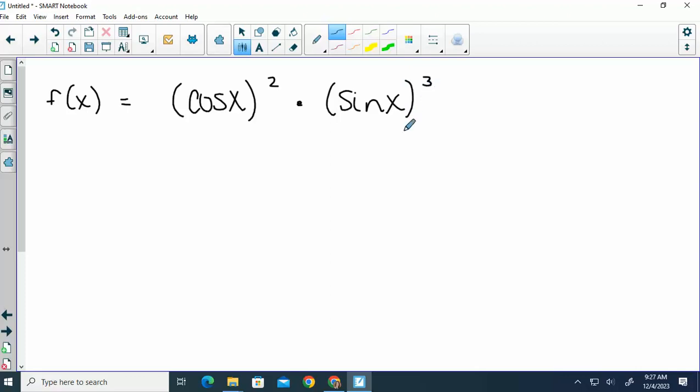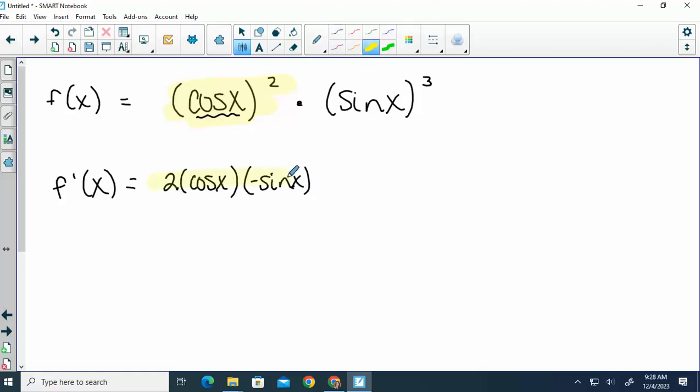So when I go to do this, what am I going to have to do? Chain rule and product rule. So the derivative of the first one: exponent comes down, inside stays the same, subtract 1 from the power, times the derivative of the inside, the derivative of cosine. All of that is just the derivative of the first. So product rule is the derivative of the first times the second. So I still have this one.